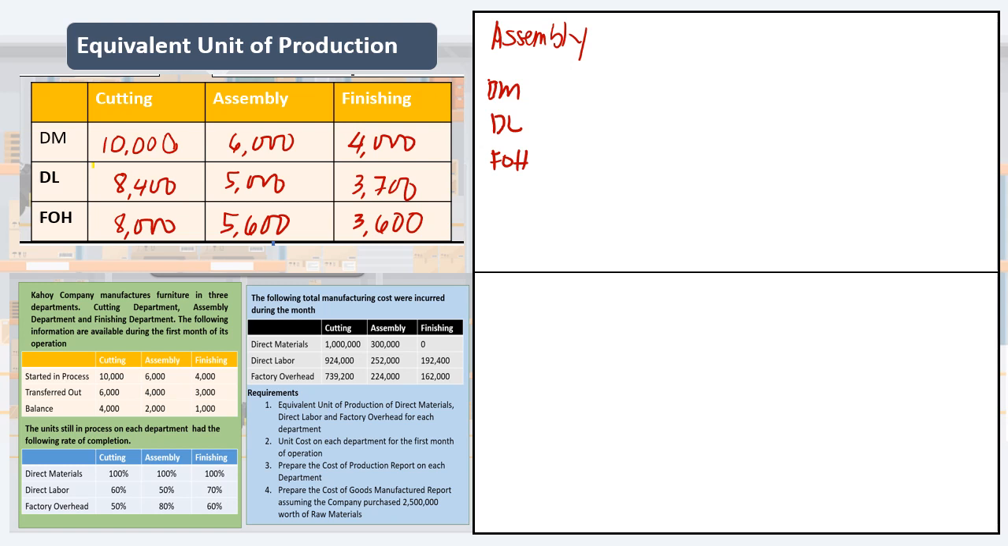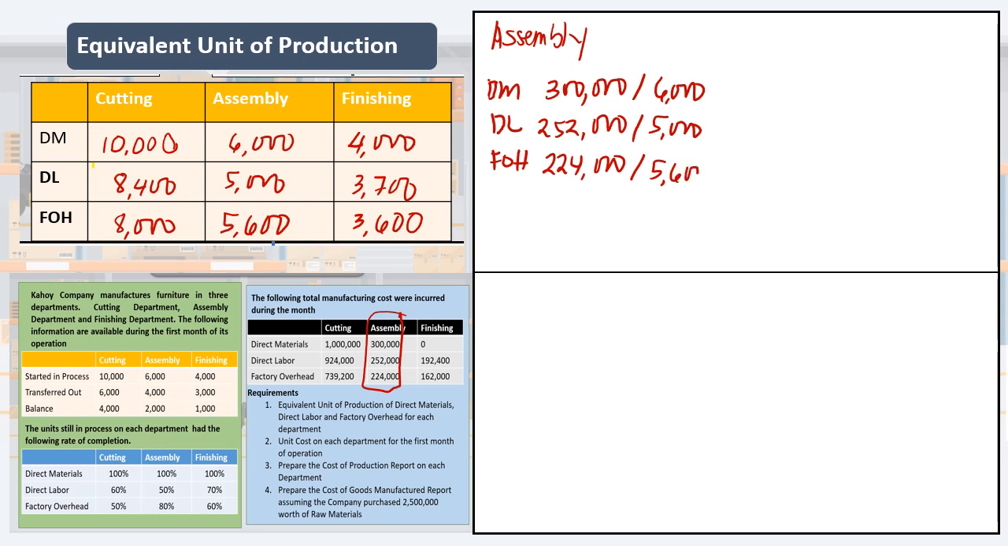So sa kanyang department, given po nasa baba ito. Yan. Ilalatag lang natin. So ang ating direct materials is 300,000 pesos. Direct labor 252,000 pesos. Then for the factory overhead we have 224,000 pesos. So again, kuhain lang natin yung ating equivalent unit of production to compute for the unit cost. So for direct materials, ang ating EUP for assembly is 6,000 units. For direct labor, we have 5,000 units. Then for factory overhead, we have 5,600 units.